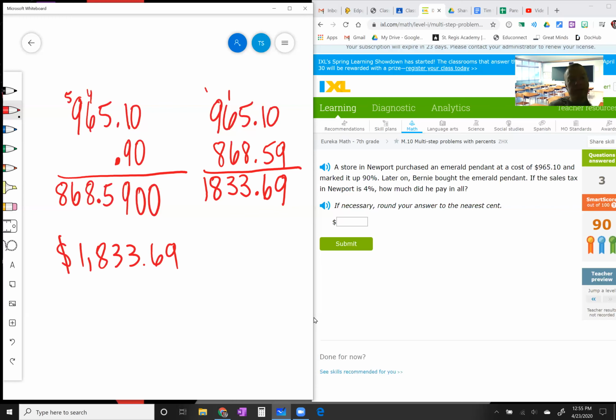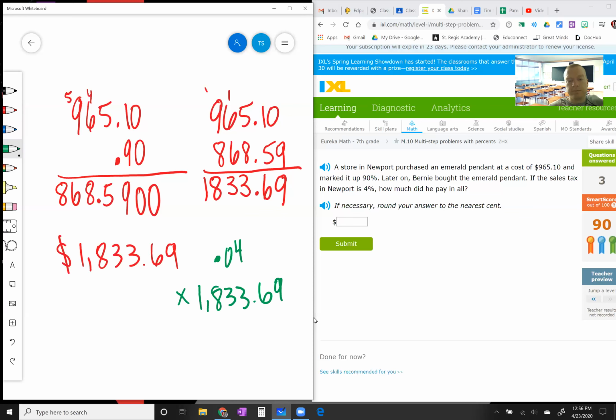Okay, so Bernie bought it for this price, but he had to pay sales tax too, which is 4%. So times 4%. Okay. So actually, I'm going to flip it once again. I'm going to rewrite this here. I'll show you here. So I'm going to take 4%, multiply it by $1,833.69.